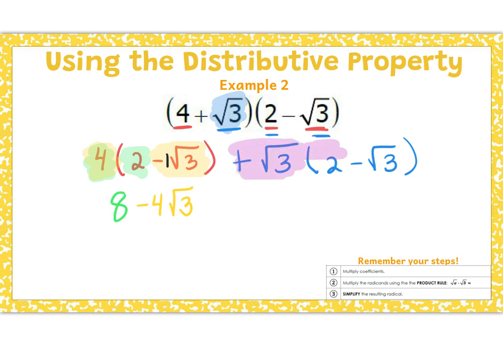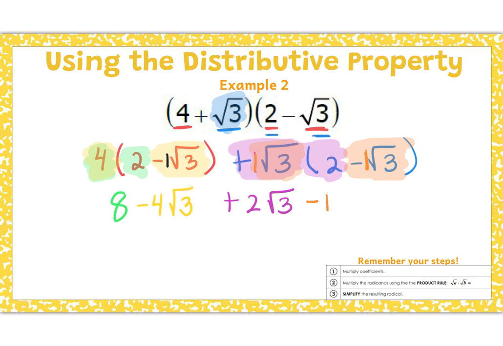Positive square root of 3 times 2. Remember coefficients, then radicals. So I get coefficient of invisible 1 times 2. That gives me a positive 2. And our radicals, which is just square root of 3. Last multiplication is going to be square root of 3 again with negative square root of 3. So remember, coefficients are always going to go first. So invisible 1 times invisible negative 1 gives me negative 1. No need to write invisible ones.